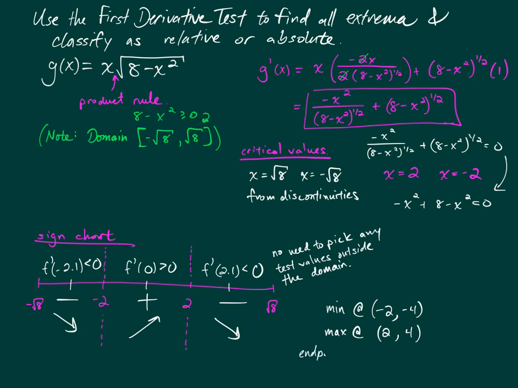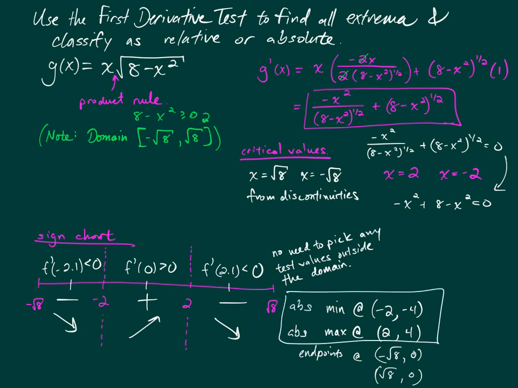This is where the endpoints are at negative square root of 8, 0, and the positive square root of 8, 0. And we have to pick the largest and smallest y values. So the largest y value is here, which means this is in fact an absolute maximum. And here, this is the smallest y value, so this makes this an absolute minimum.